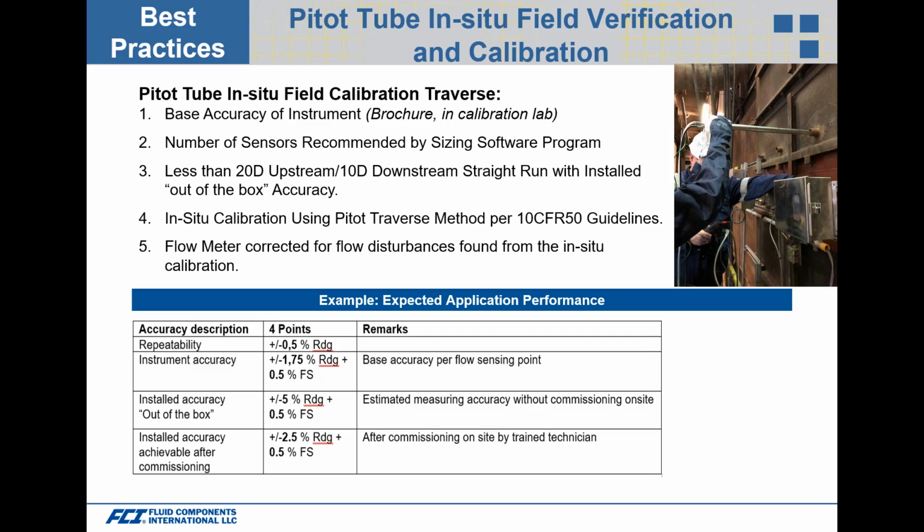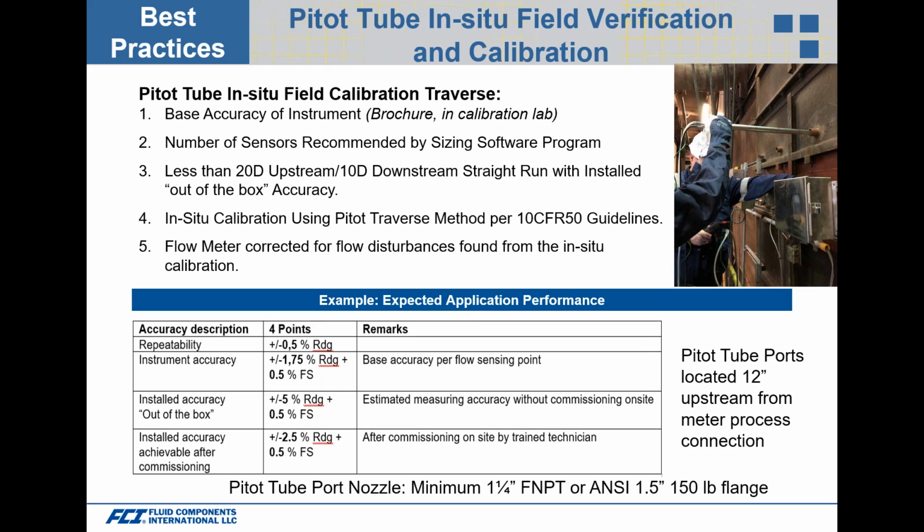So we recommend using an in-situ calibration using the Pitot tube traverse method per 10 CFR 50 guidelines. On the right-hand side, you see the picture and the flow element installed in the silver metal box. And you see there are actually a few of those probes in this large duct. Flow is going from bottom to top. We located the Pitot tube ports about 12 inches upstream from the flow probe itself. So we put multiple Pitot tube ports in.